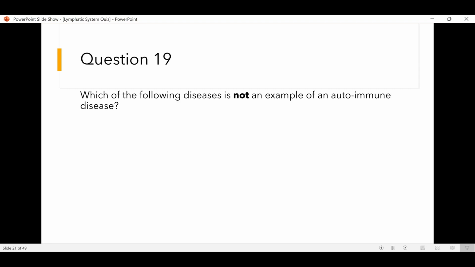Question 19. Now, this is a diseases question and you won't get asked about diseases, but I just think it's really important to know which diseases are autoimmune. So which of the following diseases is not an example of an autoimmune disease? Is it rheumatoid arthritis, flu, lupus, multiple sclerosis?